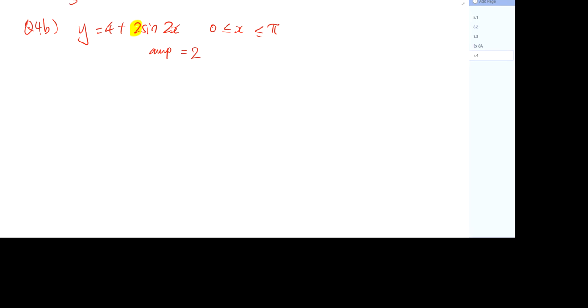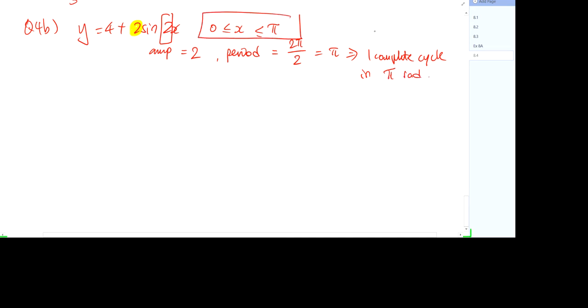Now what is the period? Okay, I want the working for the period. How do we get it? 2 pi divided by 2. That is because we are using this 2 over here, which gives us pi. So we have one complete cycle in pi radian. So now our range is from 0 to pi.